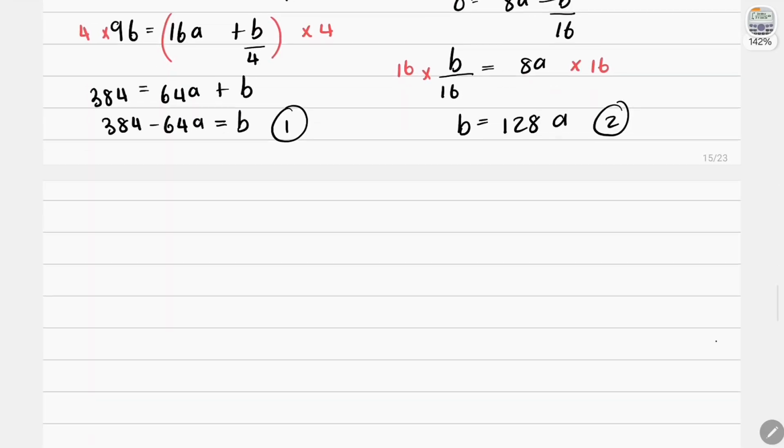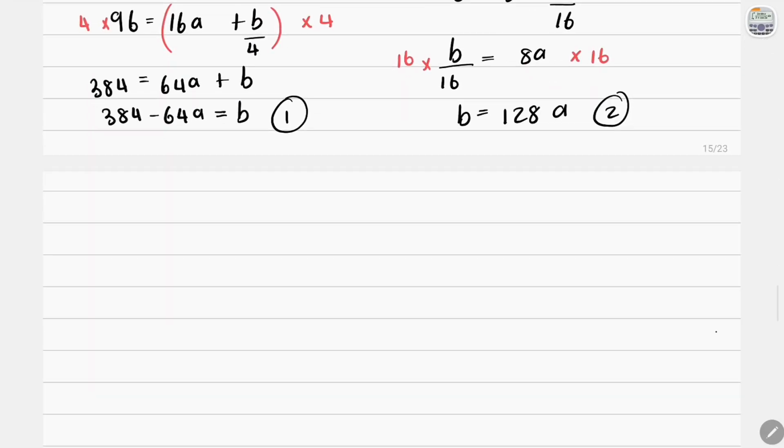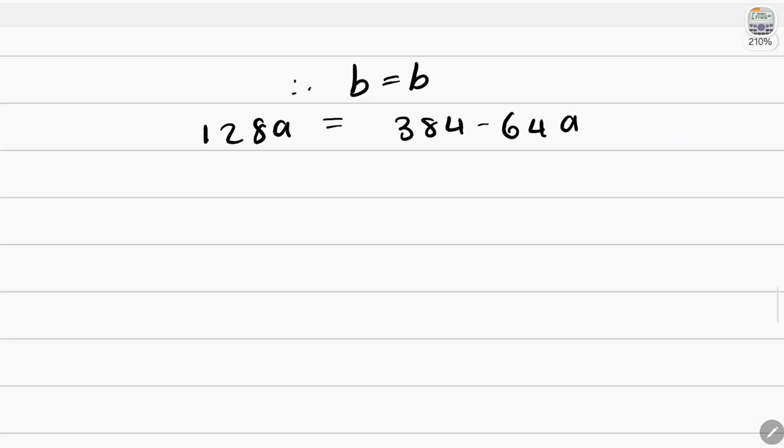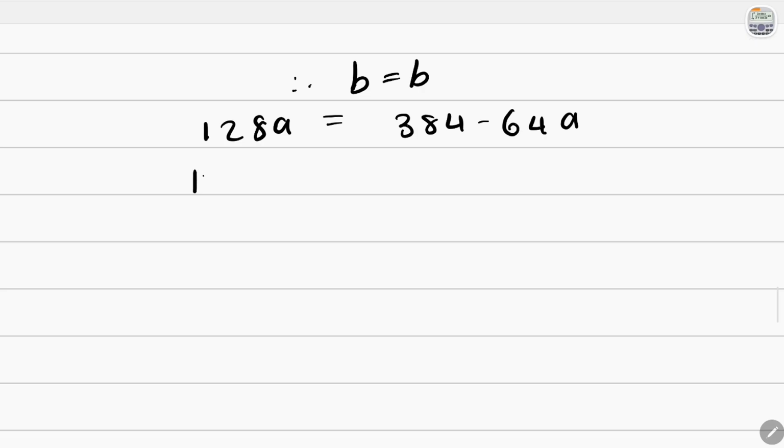Okay, so we've got equation 1 and equation 2. They're both in terms of b. Don't even have to call it that, we can just say b is equal to b. And so 128a is equal to 384 minus 64a. And now we're just solving. So we can transpose that 64: 128a plus 64a is equal to 384.